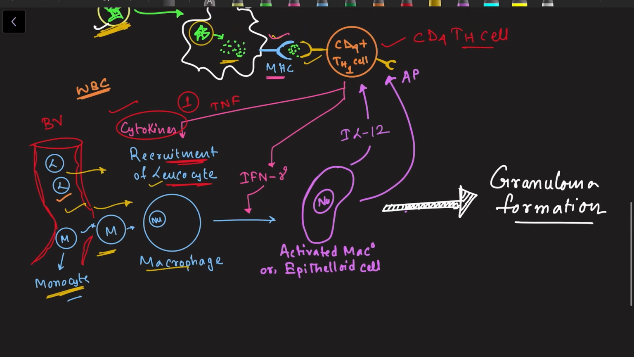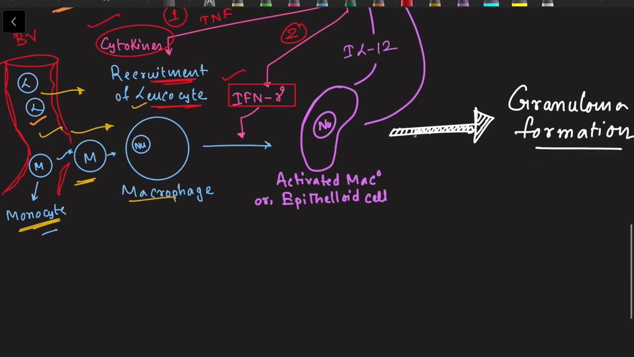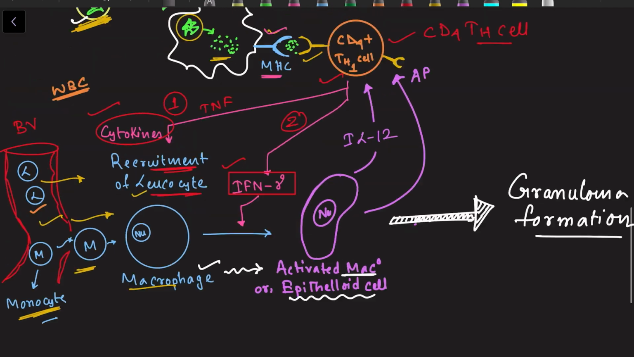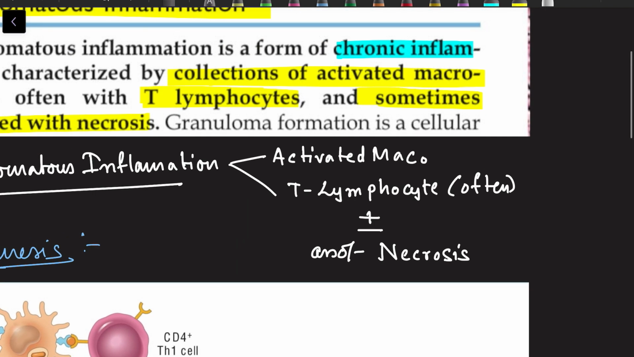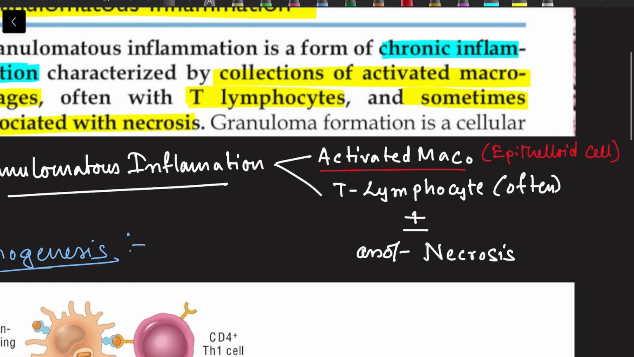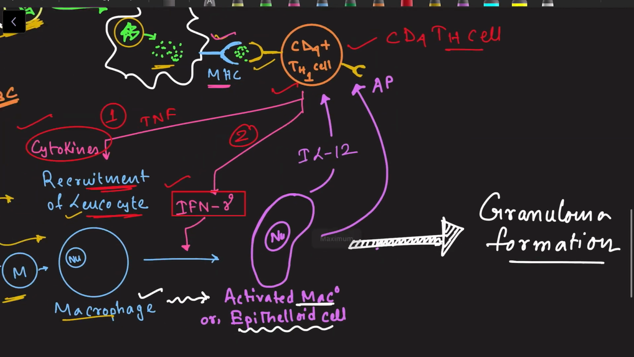After entering, the CD4 Th helper cell also releases interferon gamma. Now, this is an important molecule because this interferon gamma causes this macrophage to get converted into an activated macrophage or an epithelioid cell. As we have already discussed in the definition, an activated macrophage or an epithelioid cell is a very important part of granulomatous inflammation.